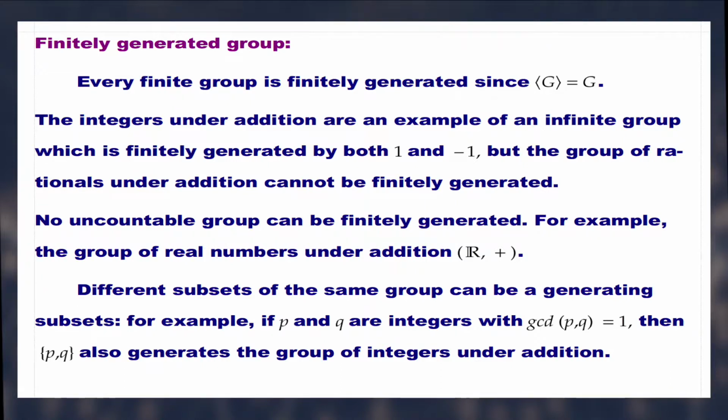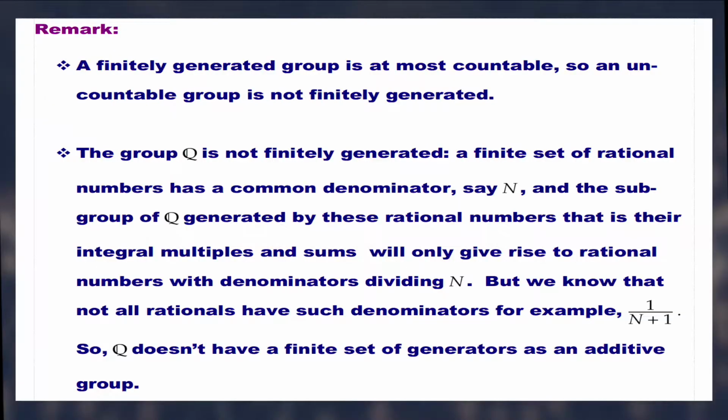Different subsets of the same group can be generating subsets. For example, if p and q are integers with GCD of p and q equal to 1, then the set {p, q} also generates the group of integers under addition. Some remarks on finitely generated groups are as follows. The remark: a finitely generated group is at most countable, so an uncountable group is not finitely generated.